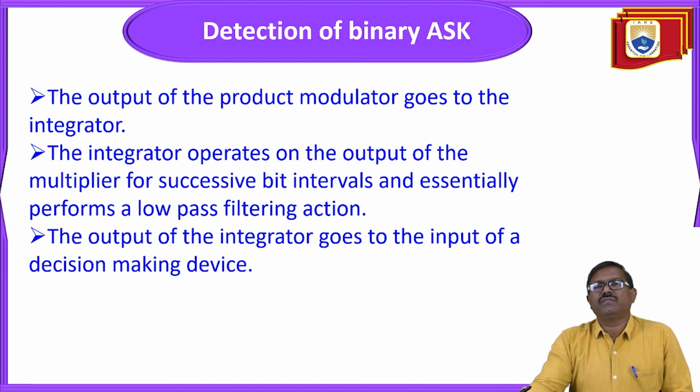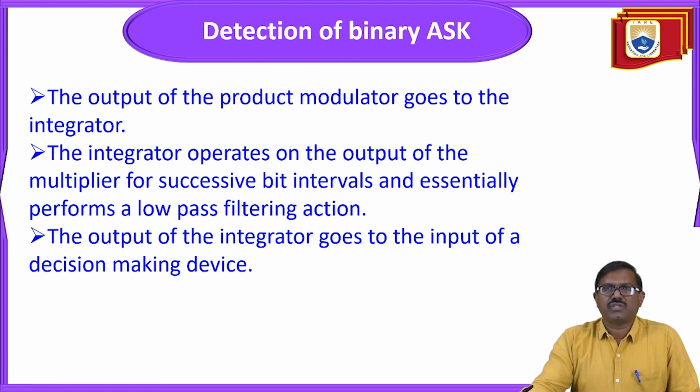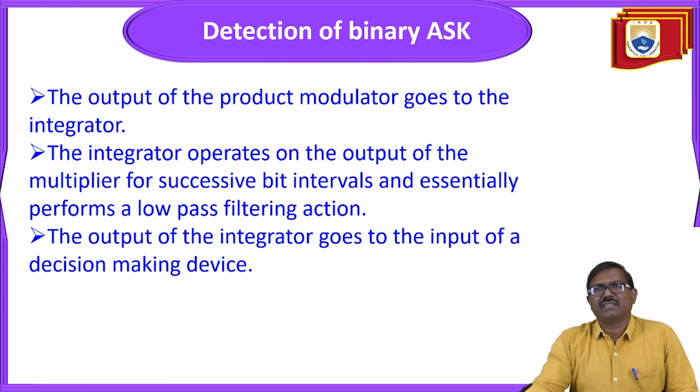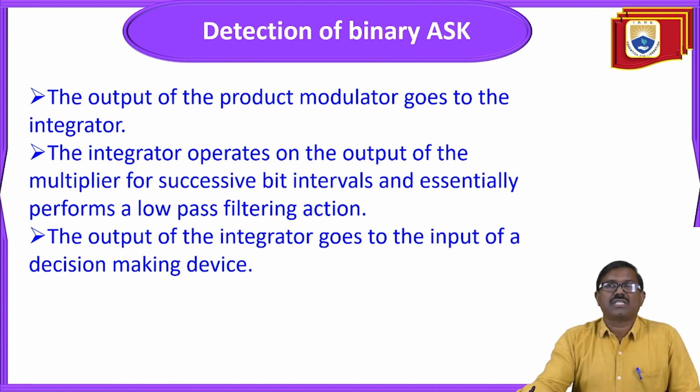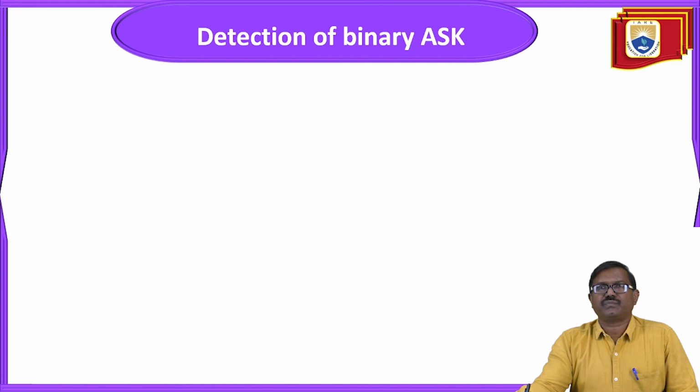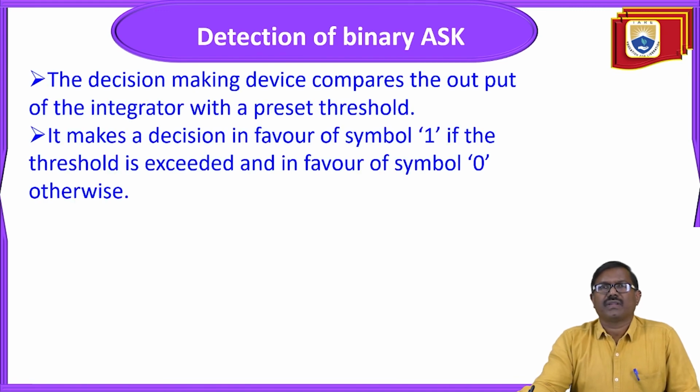Now the output of the product modulator goes to the integrator. The integrator operates on the output of the multiplier for successive bit intervals and essentially performs a low pass filtering action. The output of the integrator goes to the input of the decision making device. We already discussed how the decision making device takes the decision in favor of either symbol 1 or symbol 0.